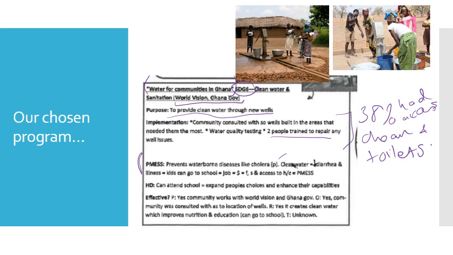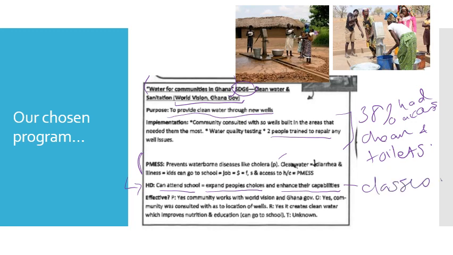And what else have I written here? Yeah, human development. If someone's well and they don't have waterborne diseases like cholera, they can attend school, and once again they can expand their choices and enhance their capabilities, enhance their skills through going to classes. Okay.